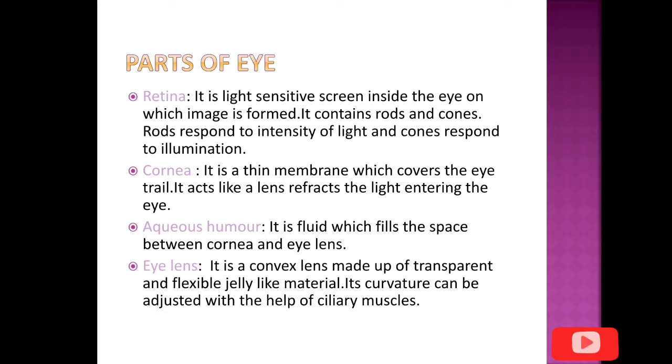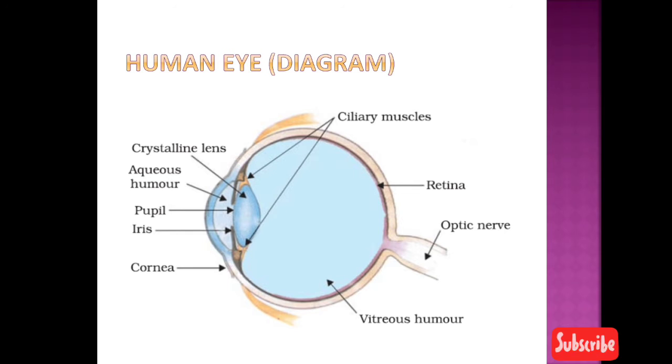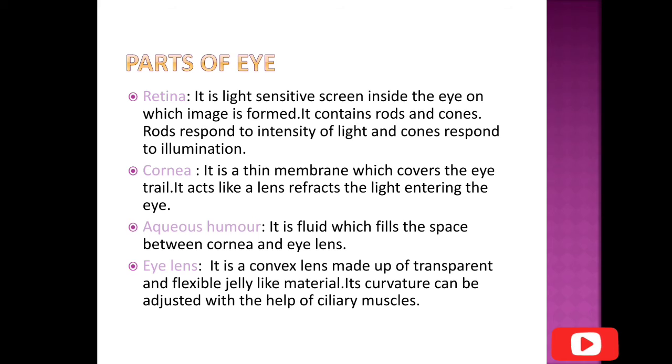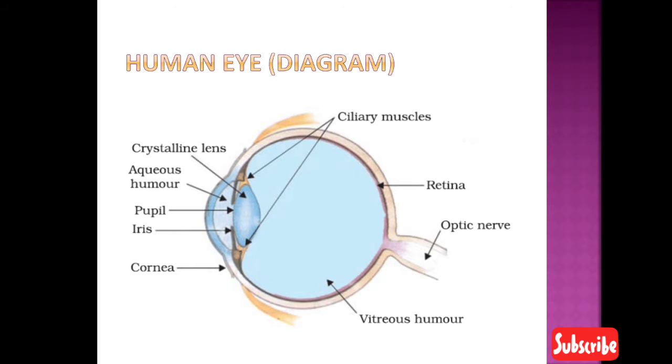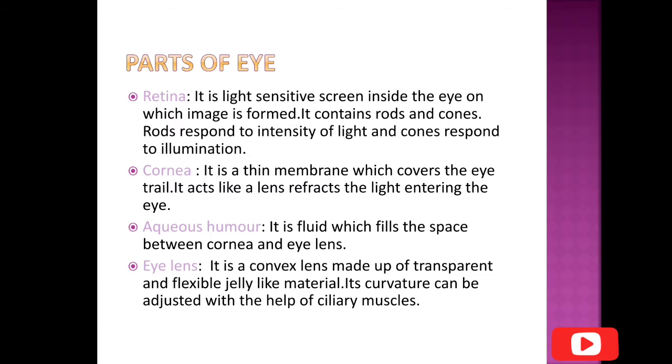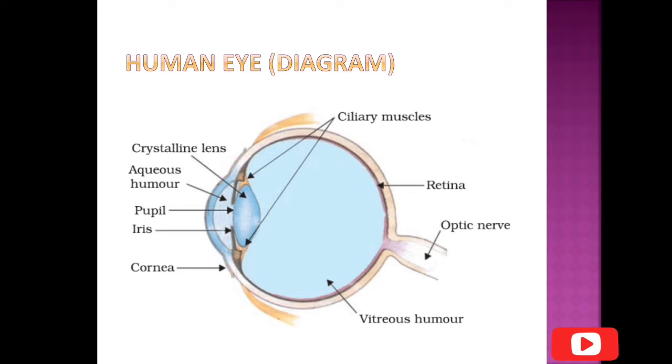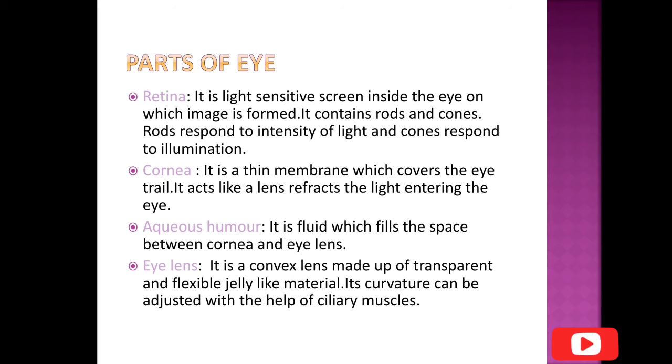Then next is the cornea. So you can see here in the picture the cornea. The cornea is a thin membrane which covers the eye, and it acts like a lens that refracts the light entering the eye. So you can see in the picture where the cornea is situated. Then next is the aqueous humor. The aqueous humor is the fluid which fills the space between the cornea and the eye lens. So you can see here the aqueous humor. It fills the space between the cornea and the eye lens.